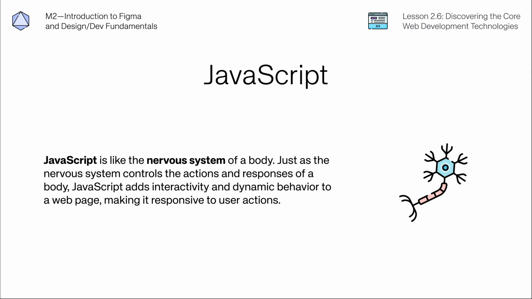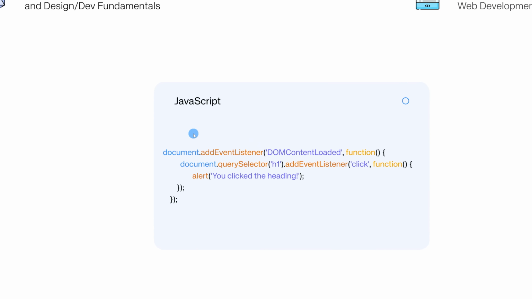JavaScript is like the nervous system of a body. Just as the nervous system controls the actions and responses of a body, JavaScript adds interactivity and dynamic behavior to a web page. It enables web pages to respond to user actions, update content dynamically, and perform tasks without reloading the entire page. It's basically a programming language that runs in the browser. It allows developers to create interactive features such as form validation, animations, and real-time updates. And JavaScript looks like this.